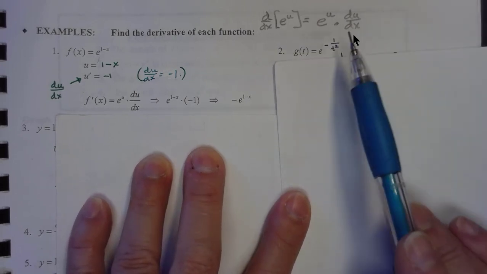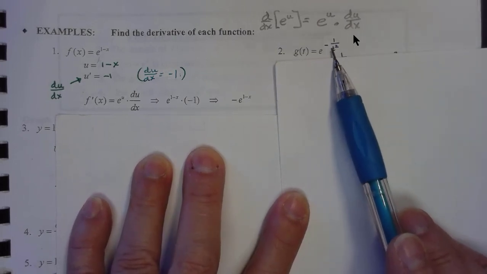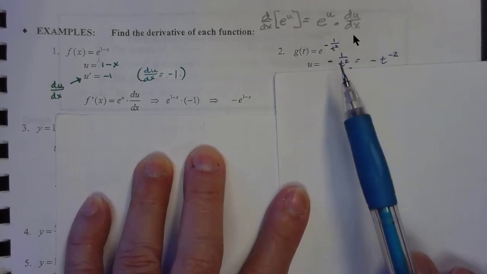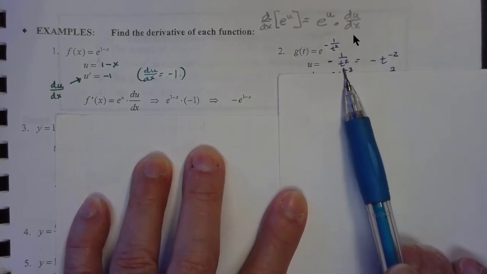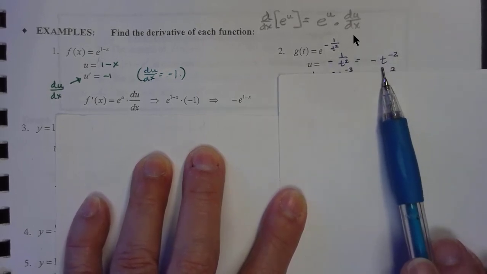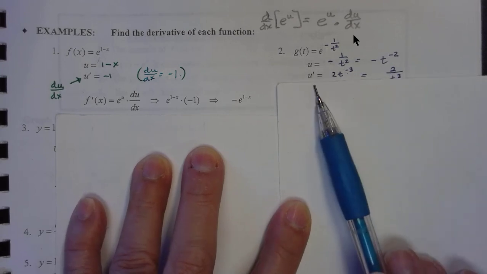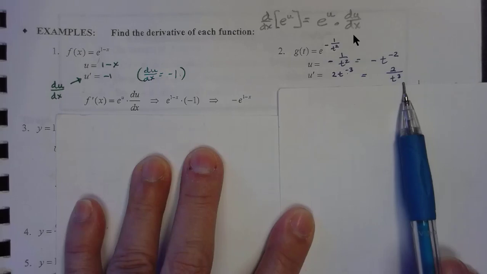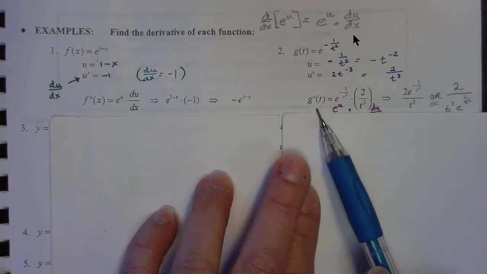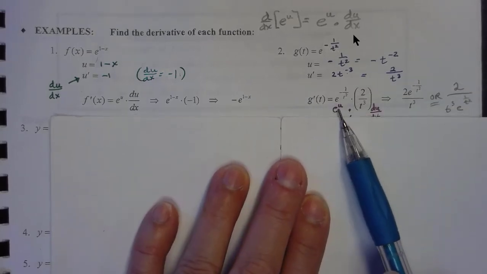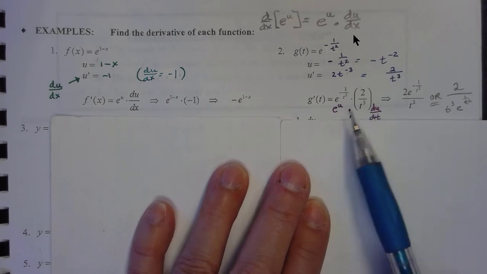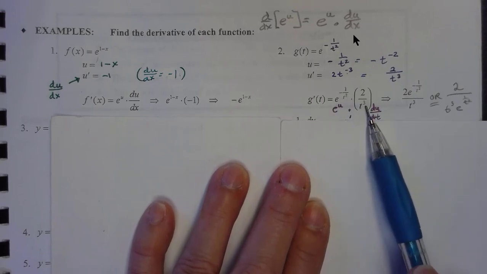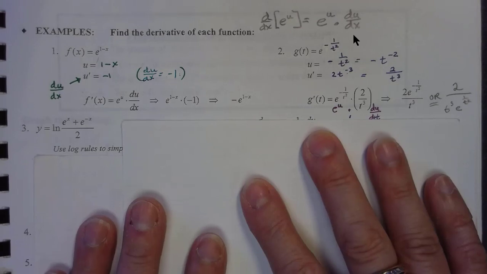Number 2, let's let g of t be e to the -1 over t squared. Now my u is -1 over t squared, which we can write as negative t to the -2. U prime is 2t to the -3, or 2 over t cubed. So g prime of t is e to the u times du dx, e to the u times du dx, and clean it up.